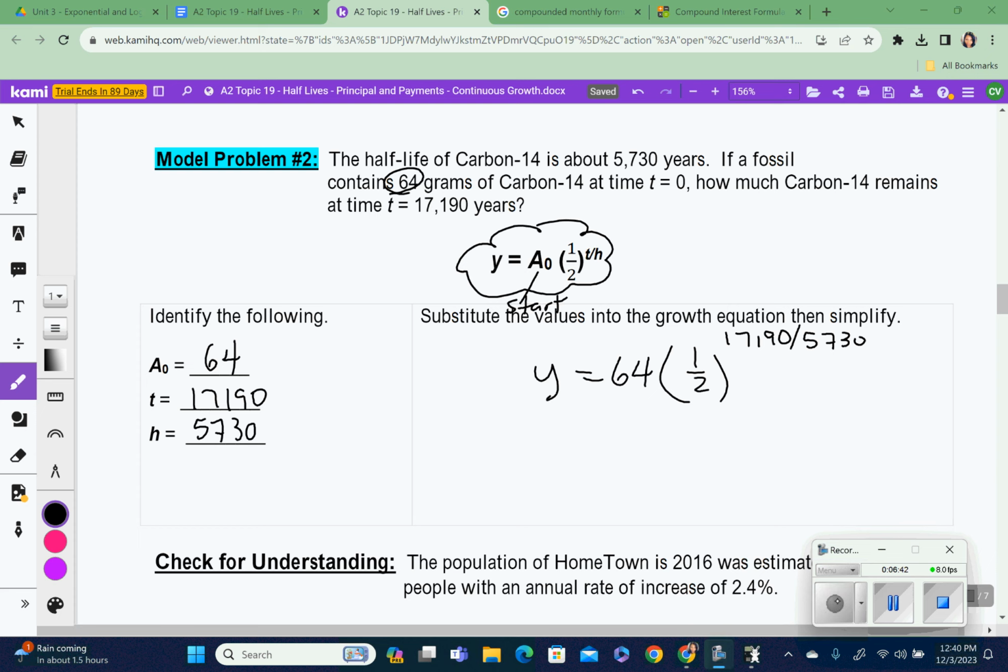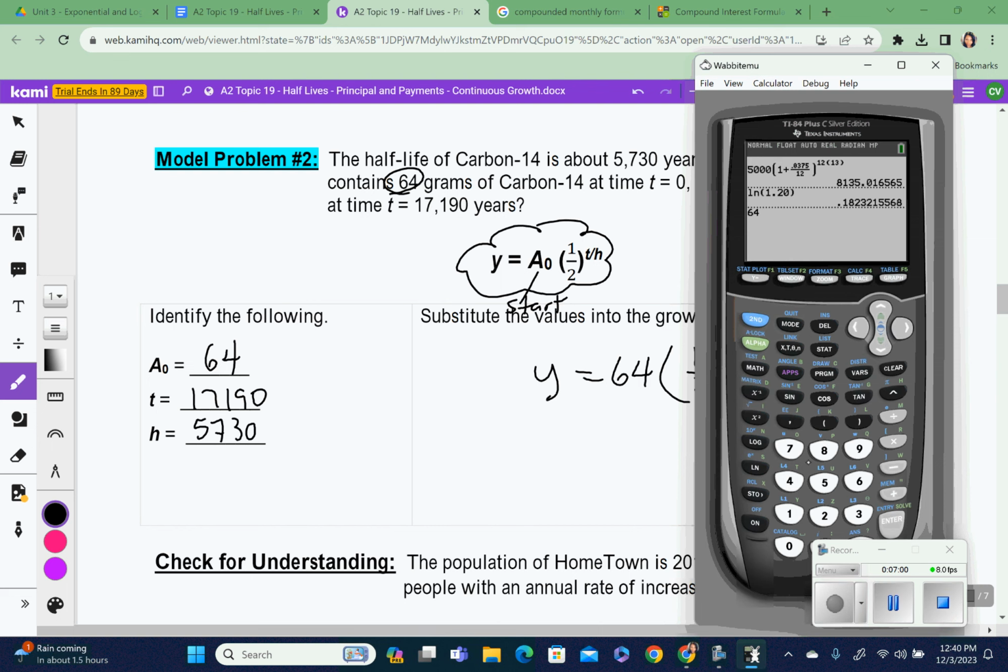So all I did is I plugged it into my formula. My A zero, the start, is 64. It's a half-life, and then the t is telling us it's 17,190. So now we're just going to take this and plug this into my calculator. So 64 parentheses 1/2, close parentheses, hit the exponent sign. And while I'm here, I should do this as a fraction. So now I have 17,190 on top, and on the bottom, I have 5730. Good. And then I have no unknown, so my answer is 8.